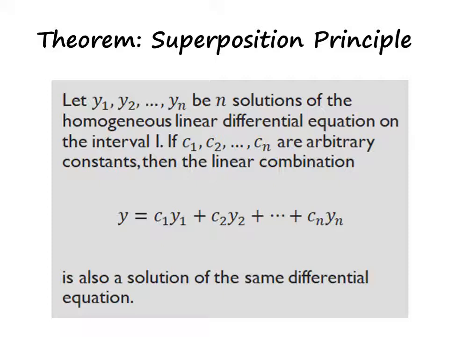Let y1, y2, until yn be n solutions of the homogeneous linear differential equation. If C1, C2, until Cn are arbitrary constants, then the linear combination is also a solution of the same differential equation.